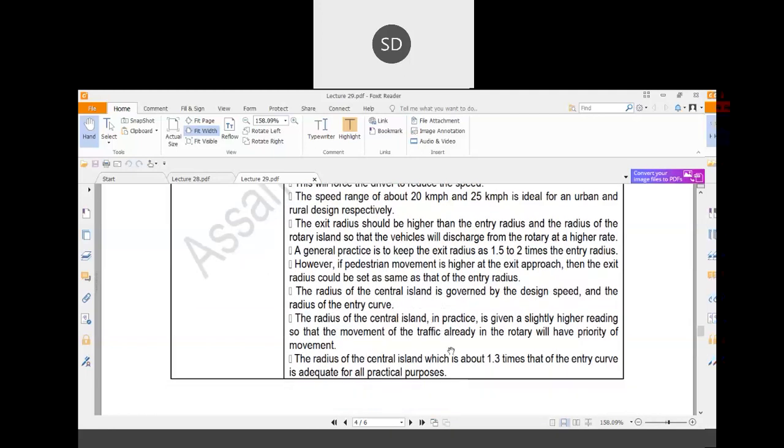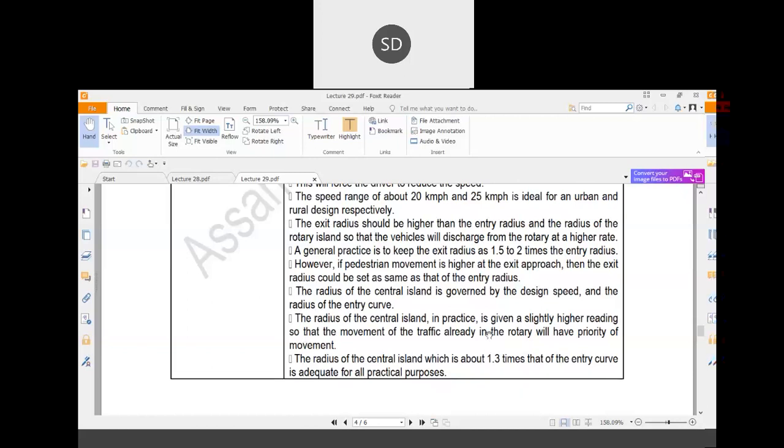Now the radius of the central island in practice is given a slightly higher value so that the traffic already in the rotary will have priority of movement. The radius of the central island should be slightly higher than the entry portion, so that a vehicle already in the rotary achieves slightly higher speed than the vehicles entering the rotary at that moment. In that way, the vehicles which enter the rotary first can exit the rotary first. So that is called priority of the movement.